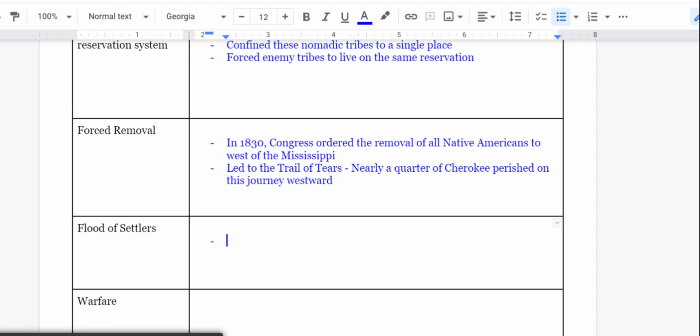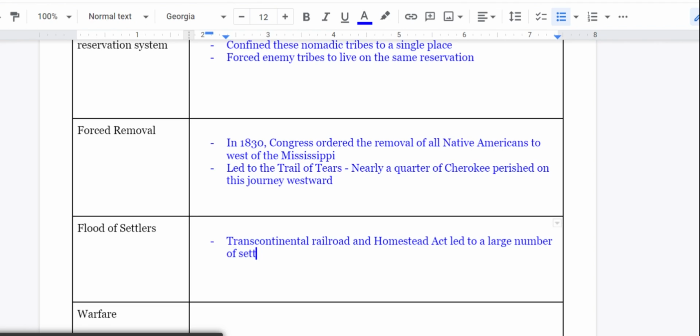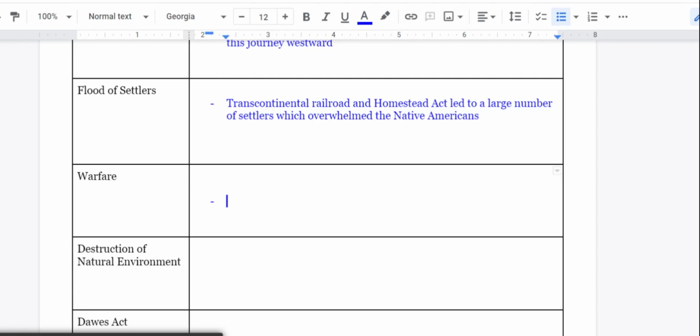So another factor eroding Native American control of the West is the flow of settlers, right? So you have the Transcontinental Railroad and the Homestead Act led to a large number of settlers, which overwhelmed the Native Americans. Then you have warfare.